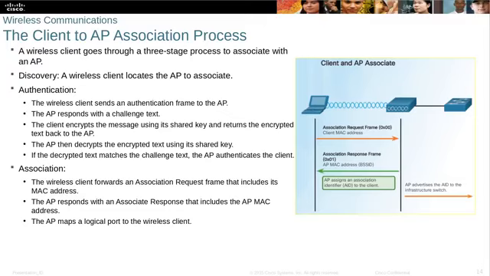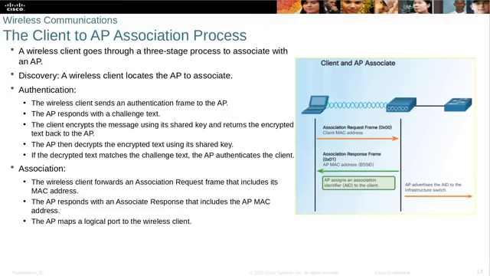Okay, so the client to access point association process. The wireless client goes through a three-stage process in order to associate with the wireless access point. Discovery, which is where the wireless client locates the access point to associate. The access points tend to send off what are known as beacon frames.